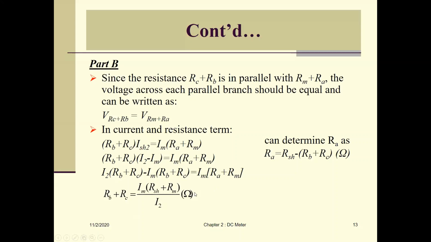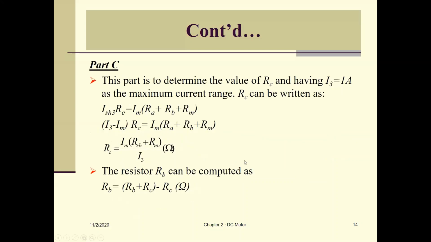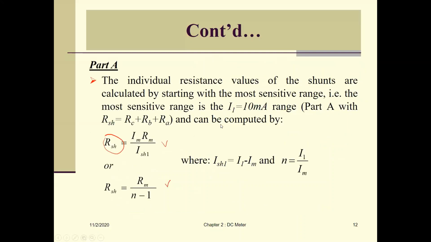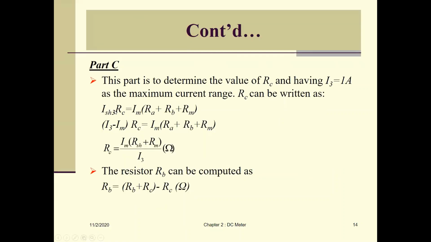Alright, so we go for part C, the RC that I mentioned to you. For part C here, we connect to this 1 ampere, so RC is parallel with RM plus RA plus RB. That's why you can get it like this. You can see this is the voltage for RC, sorry, VC, and this one is the voltage for VM.